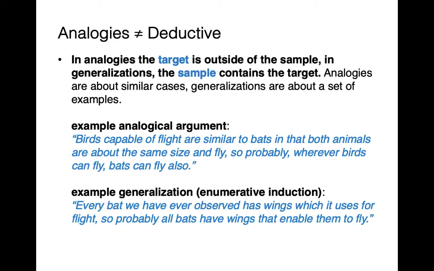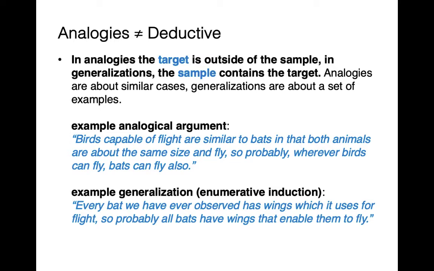Here's a sample analogical argument. Birds capable of flight, again, not all birds are capable of flight, but those that are, are similar to bats in that both animals are about the same size, and they fly. So probably, wherever birds can fly, bats can fly also.